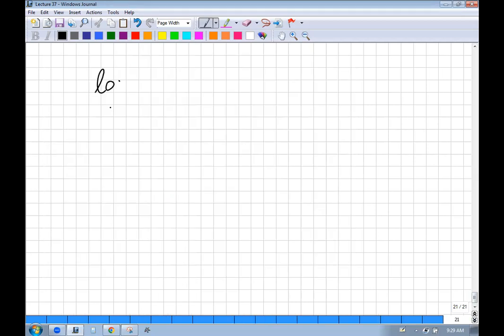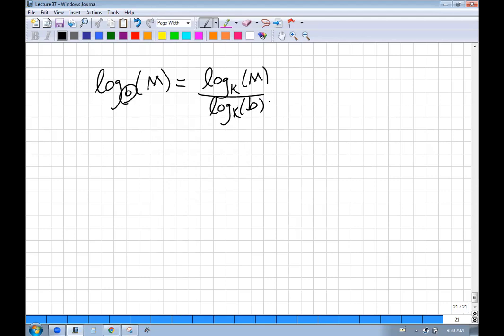Basically, it says, let's say I want a different base here. So I'm just going to write my new base. I'm going to call it K. Well, I can't just change that. What I have to do is divide by... I'm changing to base K, so everything over here has to have the same base. I have to divide by the log of the old base, with the new base.